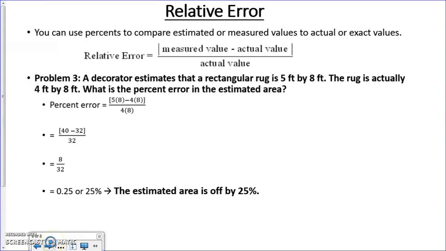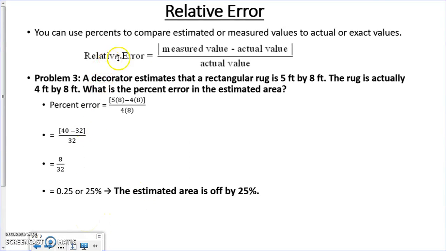You can use percents to compare estimated or measured values to actual or exact values. So relative error is the absolute value, exactly what the definition said, the absolute value of the measured value minus the actual value, divided by the actual value. So problem 3: a decorator estimates that a rectangular rug is 5 feet by 8 feet. The rug is actually 4 feet by 8 feet. What is the percent error in the estimated area?